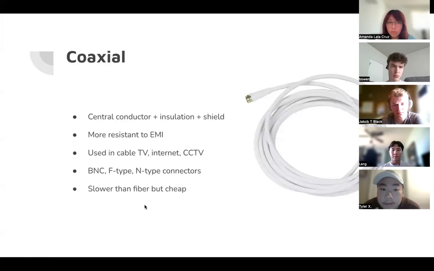Next is coaxial. The design is a bit different compared to STP and UTP. The coaxial has a central conductor, a single copper conductor in the center, surrounded by an insulating layer and then a metallic shield. Because of this heavy shielding, it can carry higher frequency signals more reliably than the other two cables. Some connectors include BNC, F-type, and N-type. Although they are very heavily shielded, they are still a lot slower than fiber, which makes fiber cables support far greater speeds, which is why fiber cables are often a better option than coaxial cables.